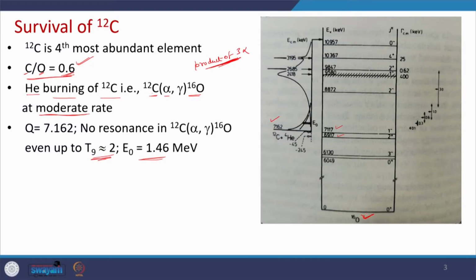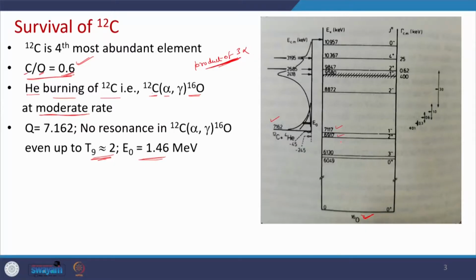So, what does it mean? Oxygen is not formed. If there is a resonance near the particle threshold, like in the case of carbon 12, the Hoyle state as we call it, then the rate with which alpha plus carbon 12 proceeds will be very high, but it is not happening. There is no resonance to foster the reaction.